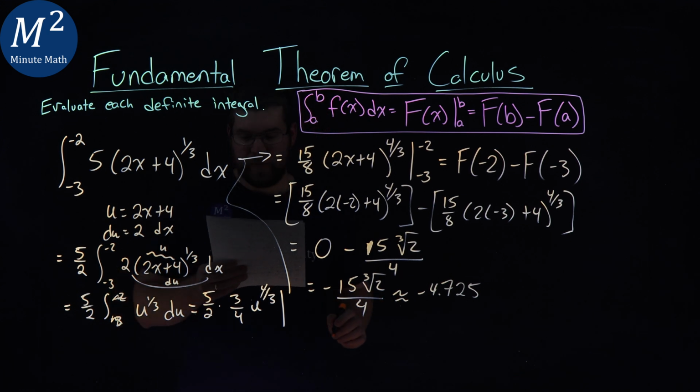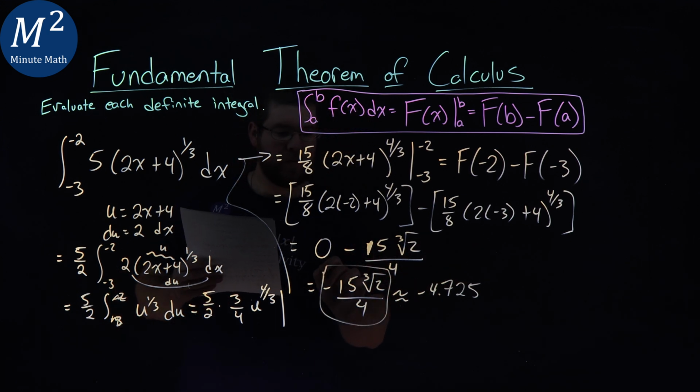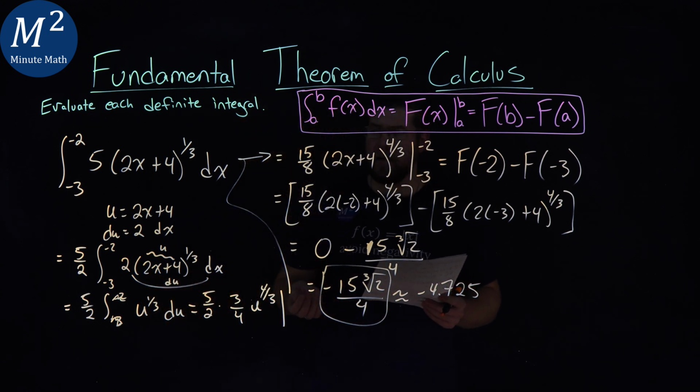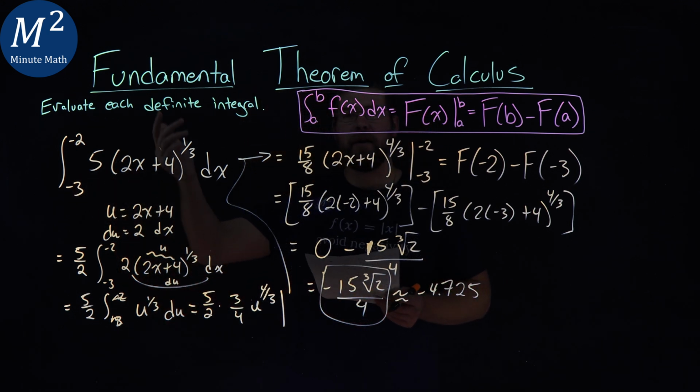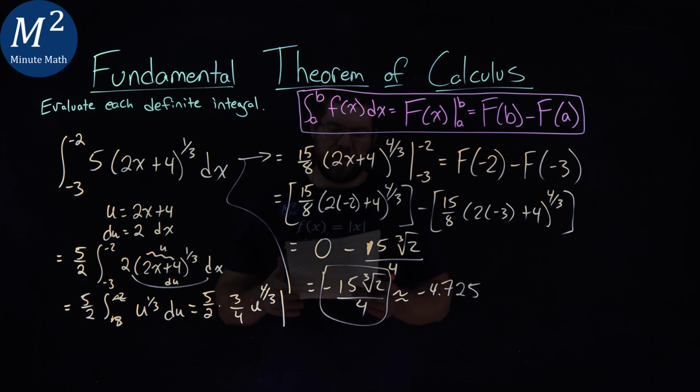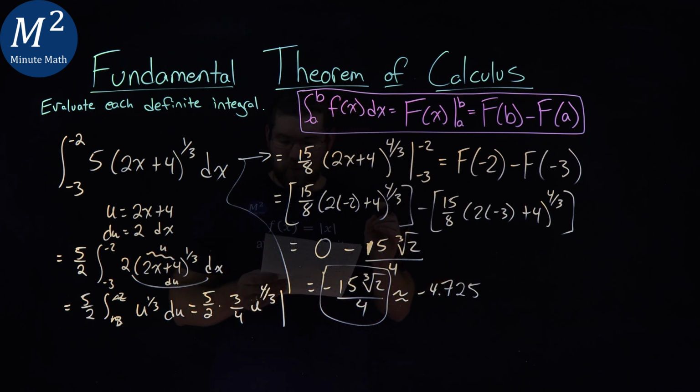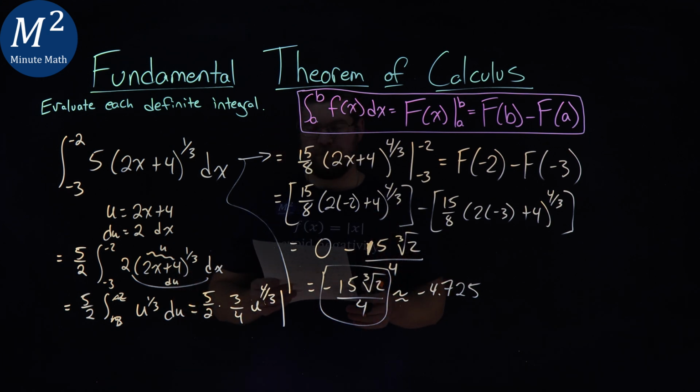Got ahead of myself. Either way, however you want to write it, you'll have it there. Let's pick the first one. It's fine with me. And so there we have it. Our integral here from -3 to -2 of our function is -15 times the cube root of 2 over 4.